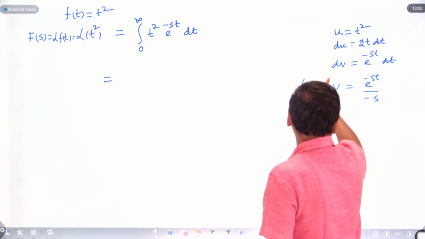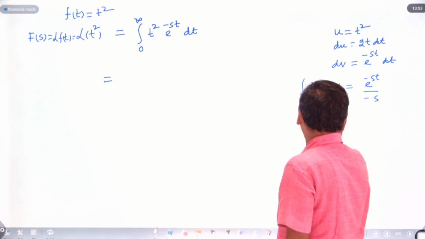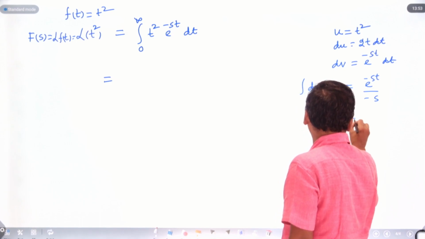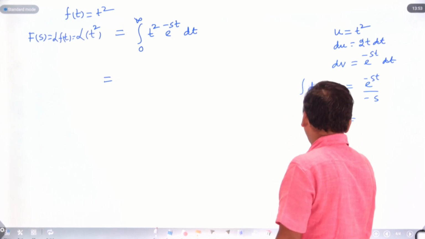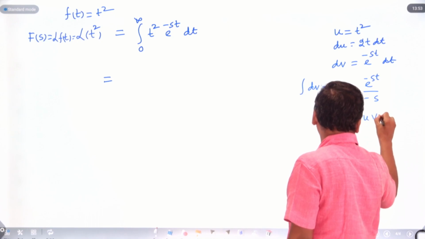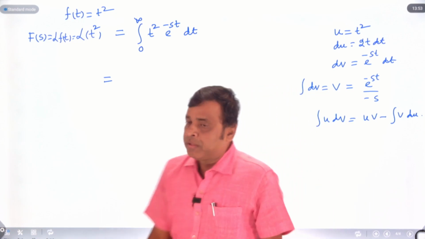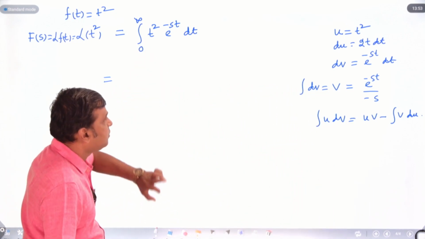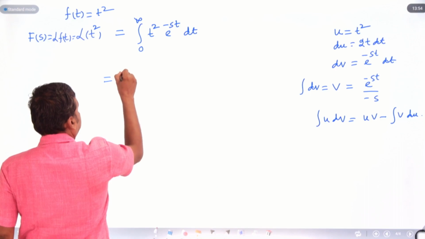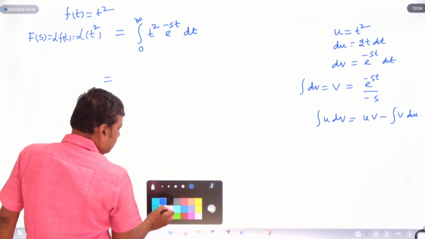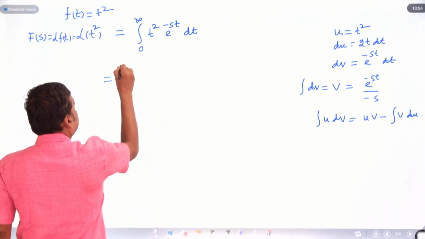So that is u into v. We have u into dv, by the by-parts rule of integration: integral of u dv equals u into v minus integration of v into du. So the first function u is t square.